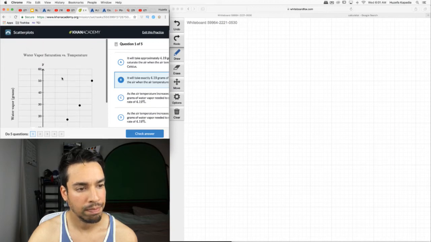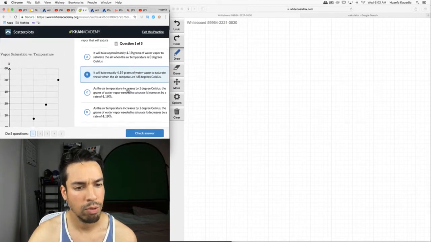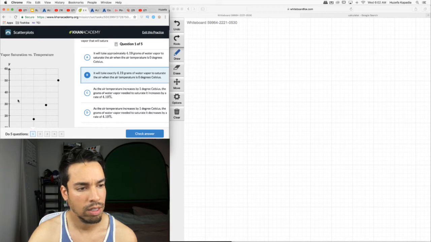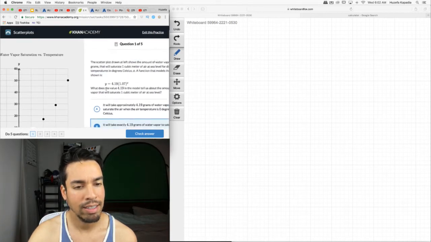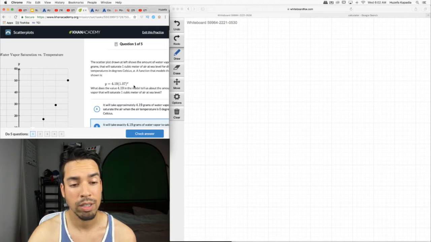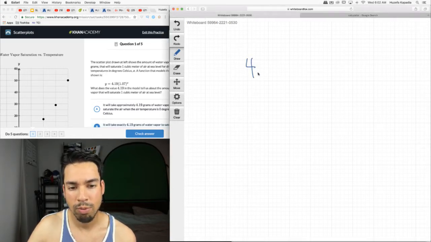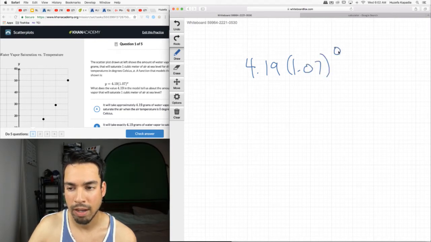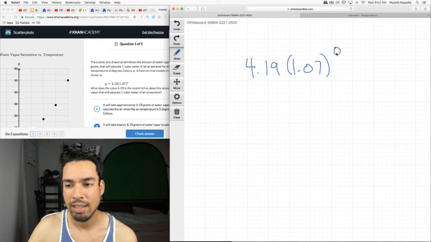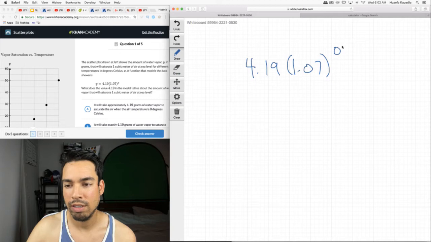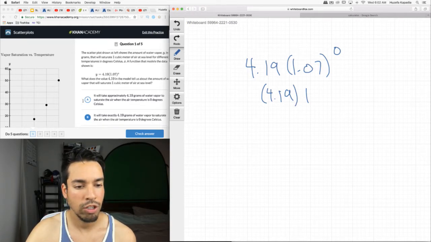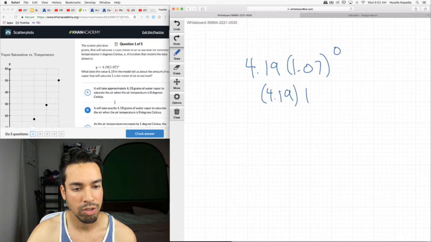So basically, these two are talking about rates of 4.19%, and that's not what is on the y-axis. Now, when x is 0, that's going to be 0 degrees. And so what happens is when you have 4.19 times 1.07 to the 0th power, okay, this basically means that 0 is the temperature. Anything to the 0th power is just 1. So we will get a value of 4.19 at 0 degrees. So my only question is, is it exactly or is it approximately?